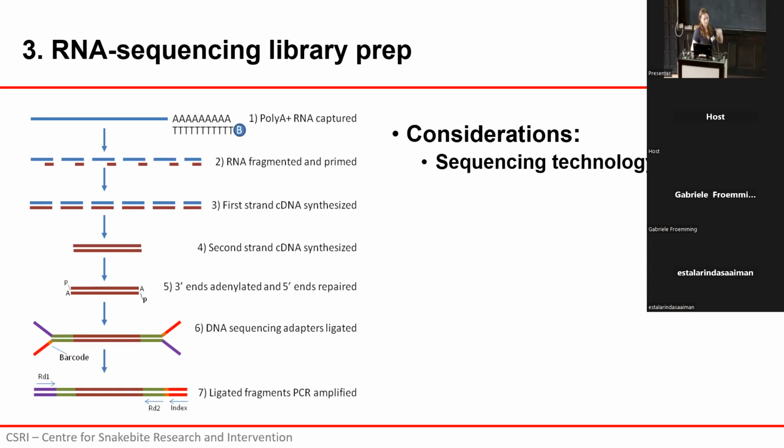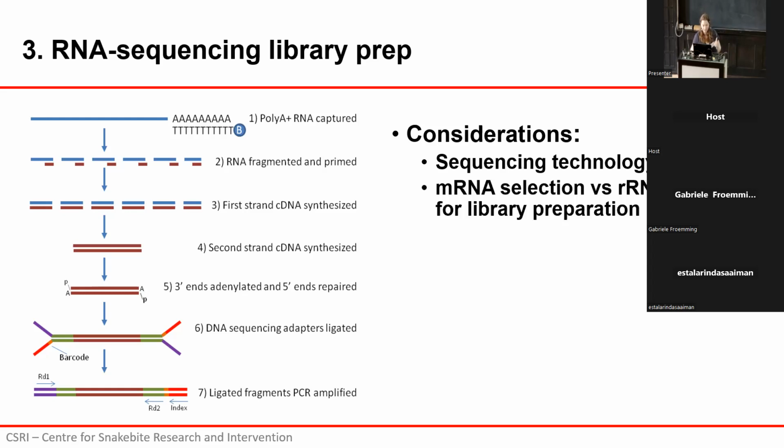So once again, with the RNA sequencing prep, consider the sequencing technology you would like to use. This general overview is for Illumina sequencing. I mentioned mRNA selection. There is also rRNA depletion. I mentioned the rRNA is the most abundant RNA, and so you can just remove all the rRNA and then just prepare and sequence the remaining.